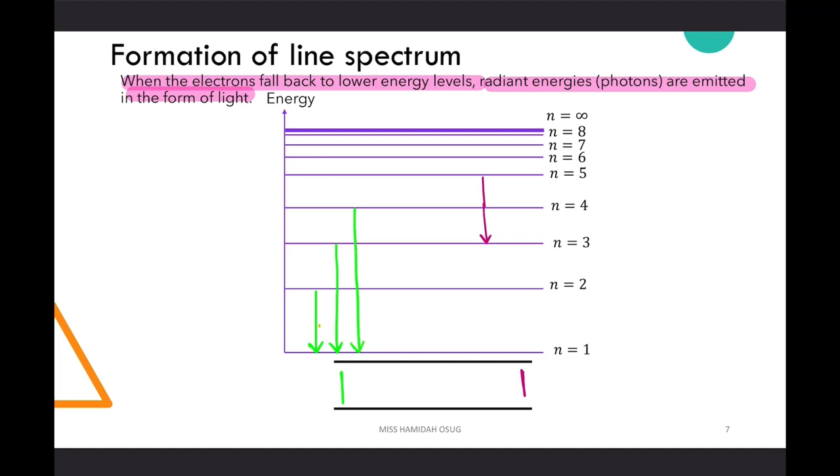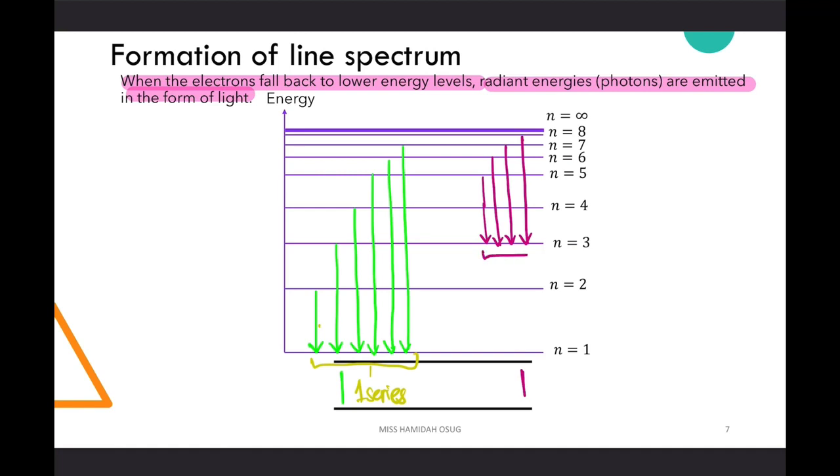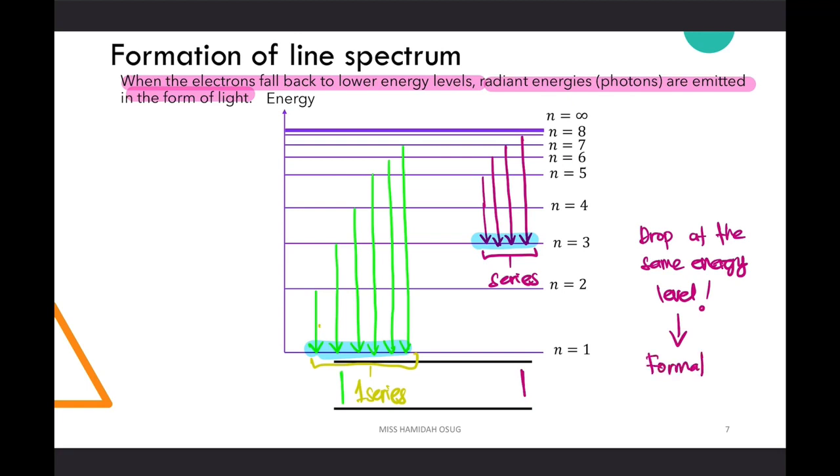So how is a series of line spectrum formed? Sebenarnya sekiranya elektron at excited state itu fall back to the same energy level, it will form one line series. Therefore, the formation of every series actually depends on which energy level the electron will drop to.